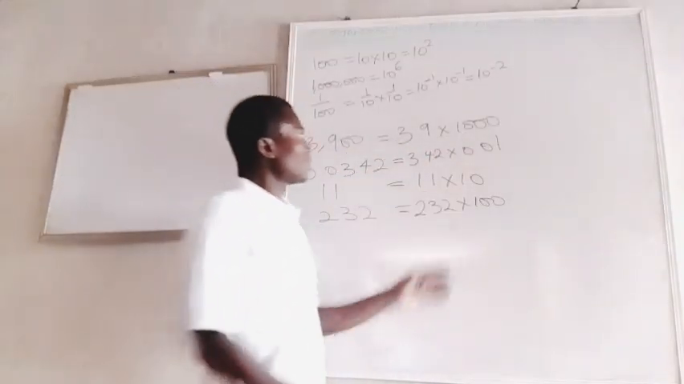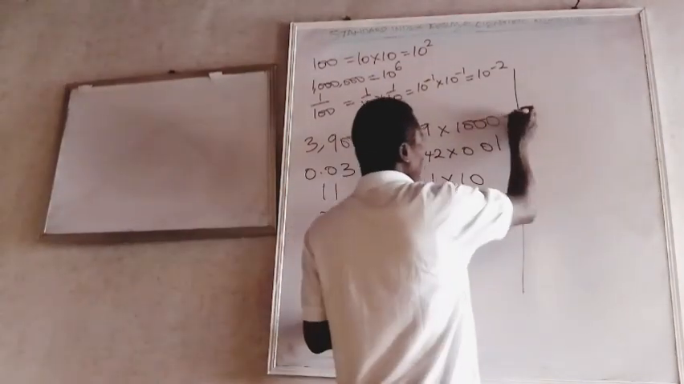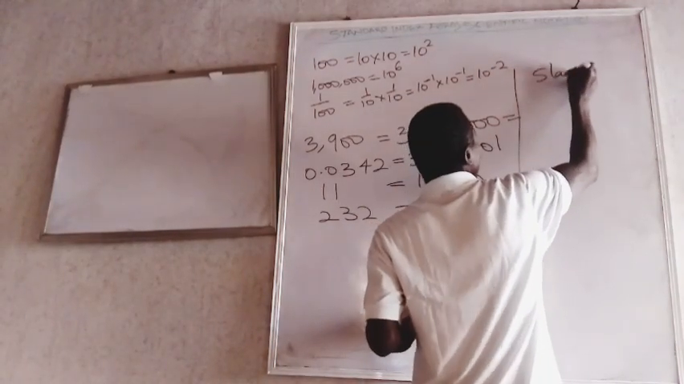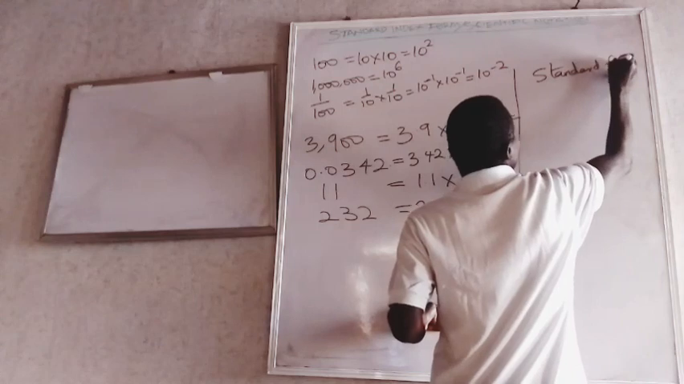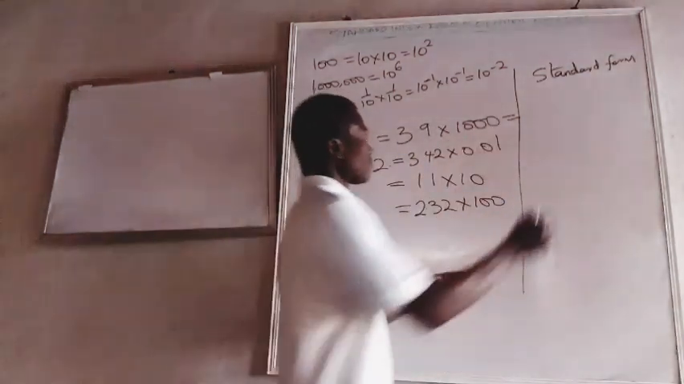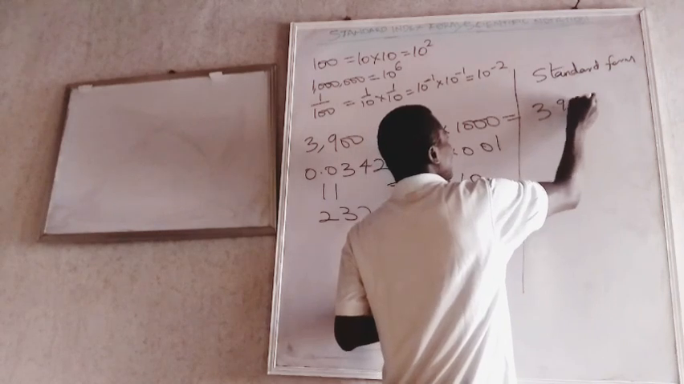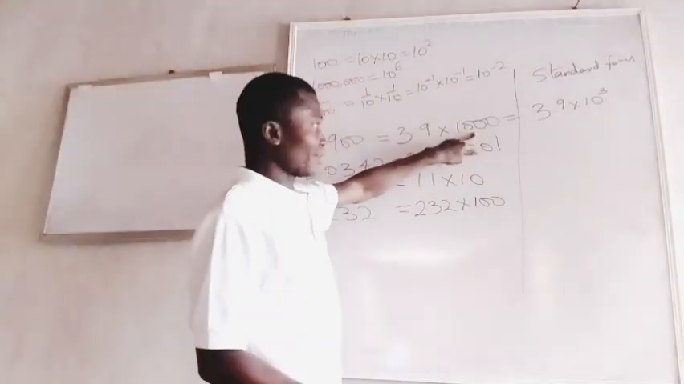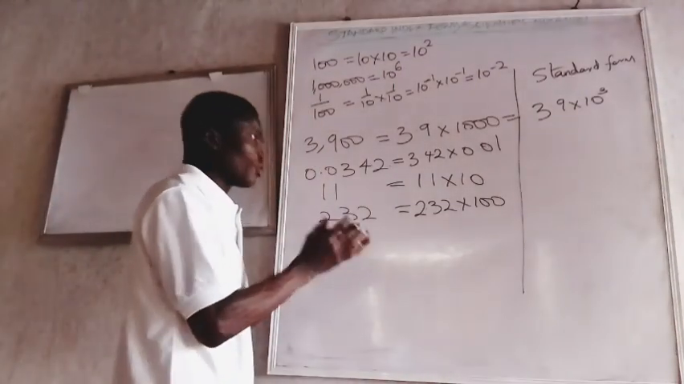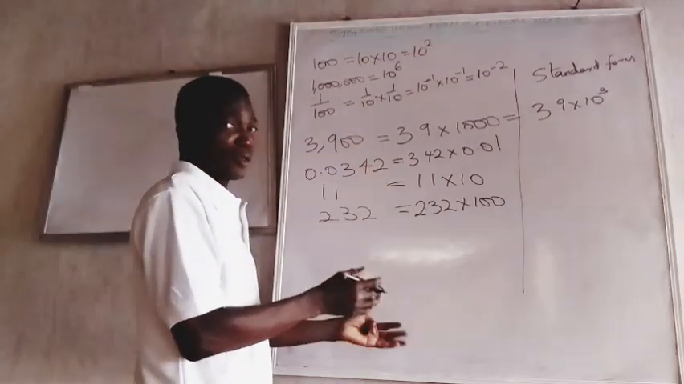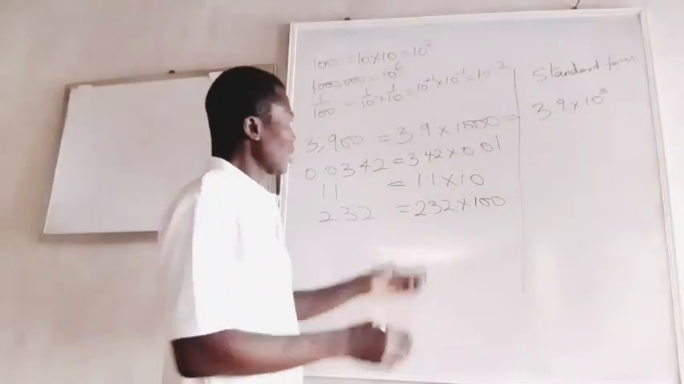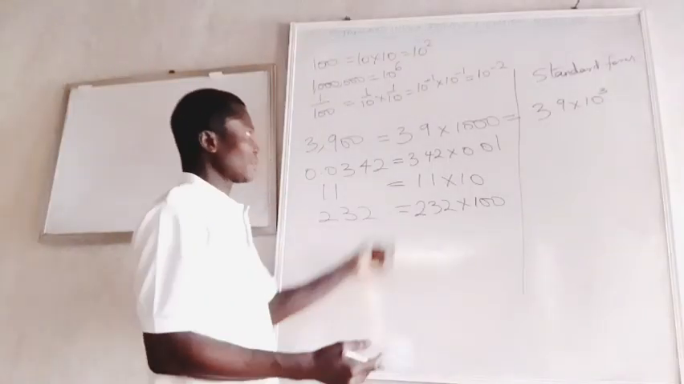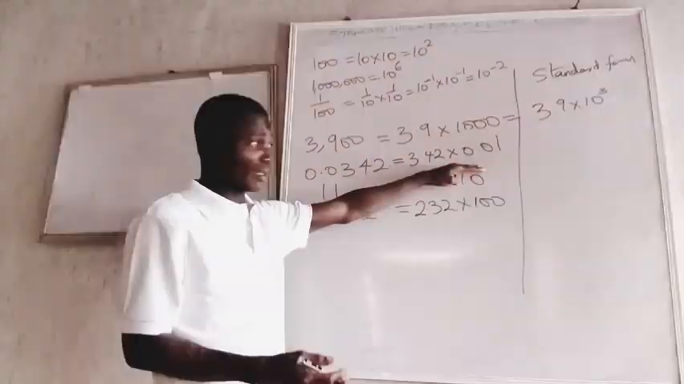Now let's make this the standard or scientific form. This is going to be 3.9 times 10 raised to the power 3. You see? 10 raised to the power 3. So the only thing that you worry about in this standard form is the powers of 10. You don't worry about the powers of this place, just like we did the normal common indices. You have said it's standard because it's in power of 10.